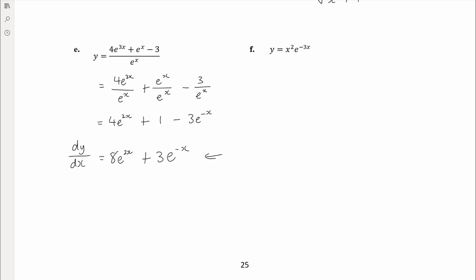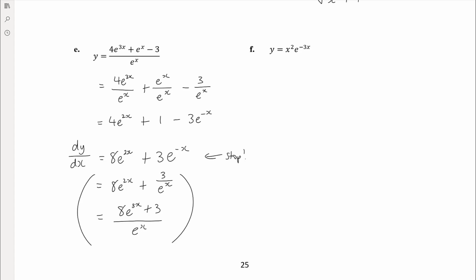Again, I would stop here. If you're trying to show that it looks like something, yes, we could write this back as 3 over e to the x, and yes, we could get a common denominator by saying it's 8e to the 3x plus 3 all over e to the x, but there is nothing wrong with that top line, and you can stop at that point.